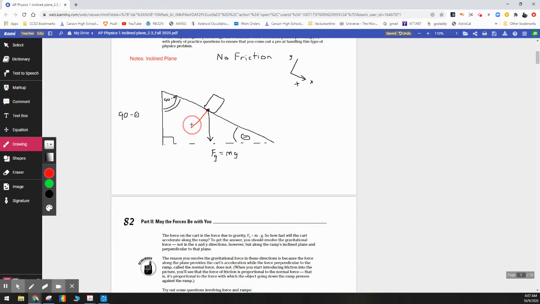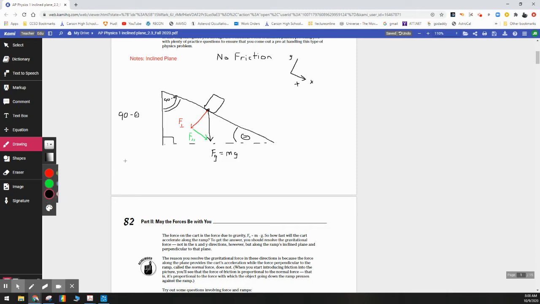This component here is the perpendicular component, because it is perpendicular to the inclined plane. Then we have another component here, which is the parallel component. It is parallel to the inclined plane. So we have the perpendicular component and the parallel component. This green component should be parallel with the inclined plane. It's not quite, but it should be.